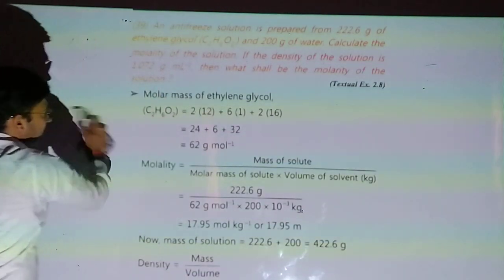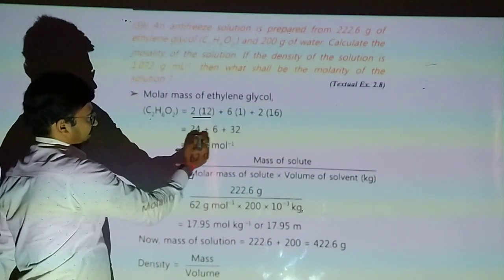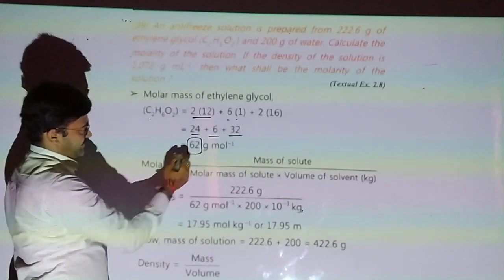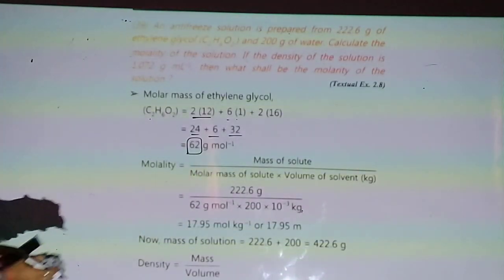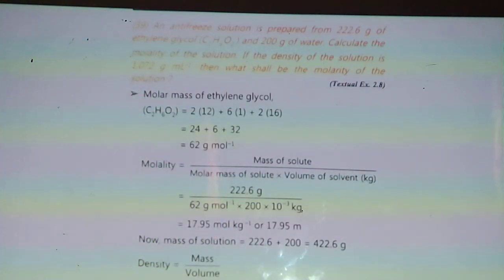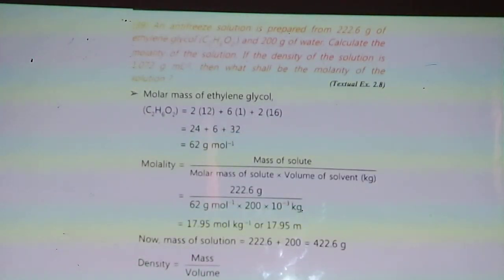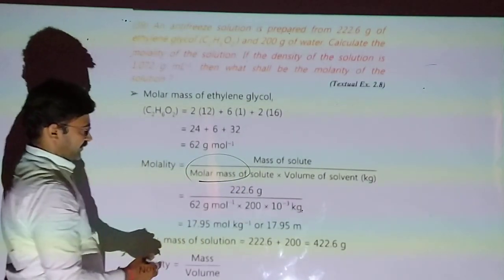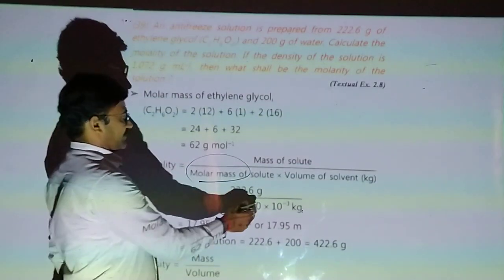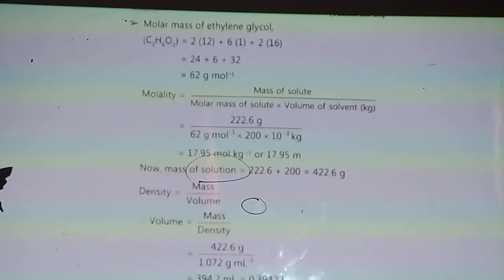So here, molar mass of ethylene glycol: 2 into 12, 24, 6 into 1, 6, 12, 16 into 2, 32, so total 62. Now molality. Molality means mass of solute upon molar mass of solute and mass of the solvent in kilogram. 222.6 mass of solute upon molar mass of the solute and mass of the solvent in kilogram. So 200 divided by 1000. So 17.95 mole per kg is our molality.